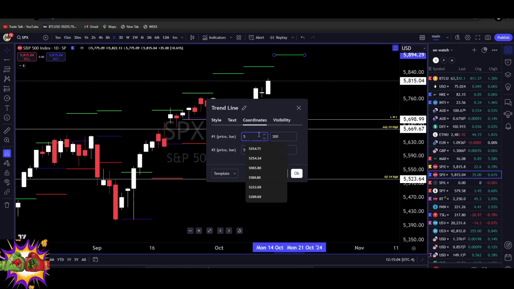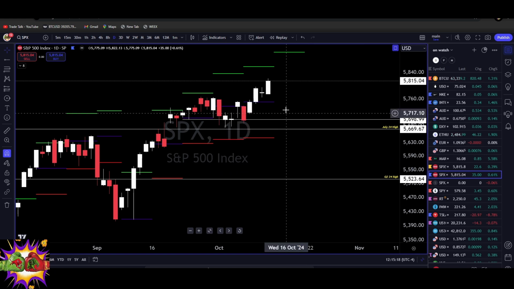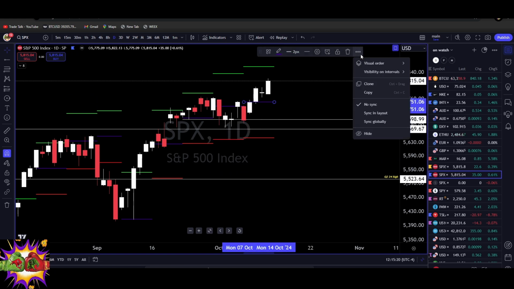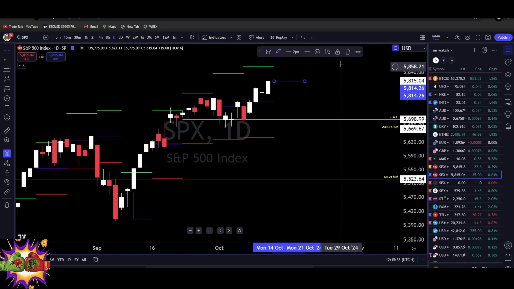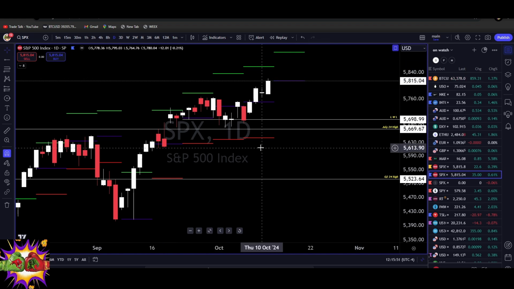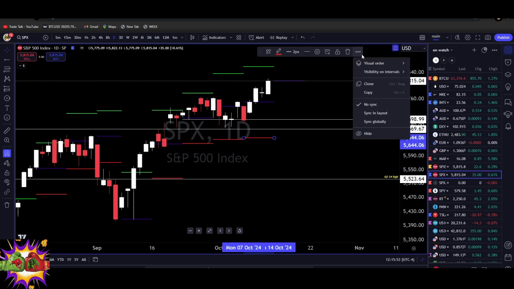Coordinates 59.03 spot 04. Boom. And now we have the upper edge of our expected move. We'll clone the weekly open and we'll set that with the actual price of 58.15.04. And then ultimately our week low expected move. I'd say it's going to be right around that area.